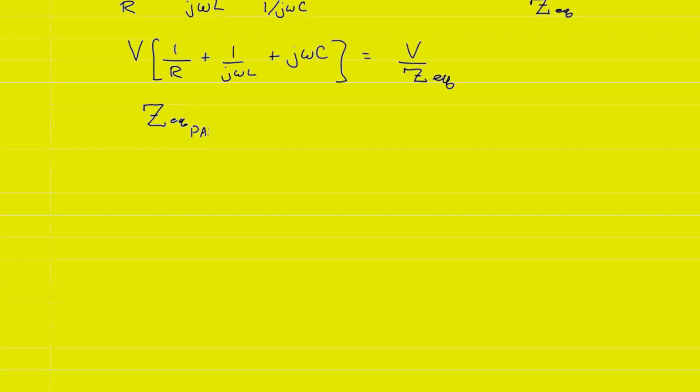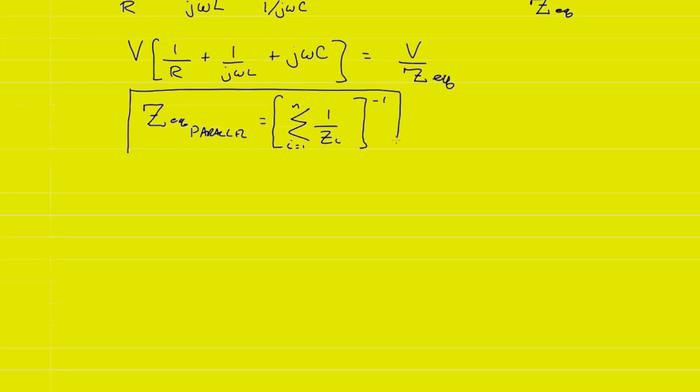Z equivalent in parallel must be equal to the inverse of the sum of the inverses of the individual impedances. And this, as you can see again, is just like resistors. Except, of course, now we're not just adding up real numbers, we have to add complex numbers.